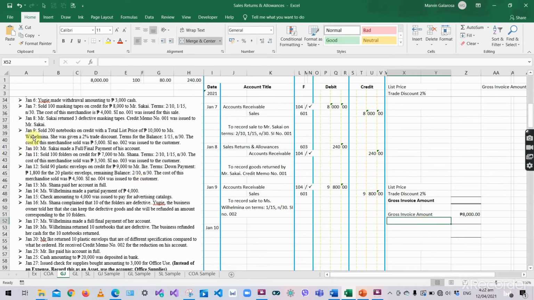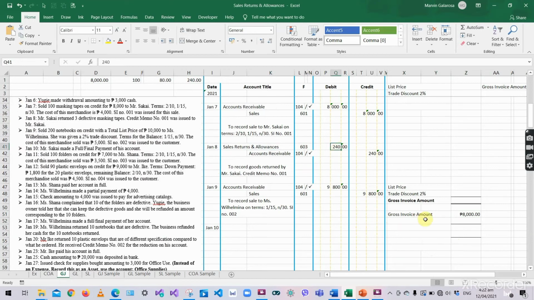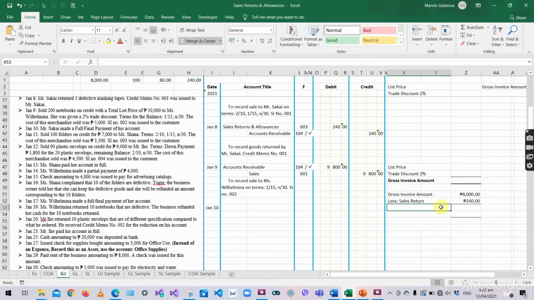Then, nagkaroon siya ng sales return noong January 8. So, January 7, nagbenta sa kanya. January 8, meron siyang na-return na 3 defective masking tape. Ang halaga is 240 pesos. So, less sales return, 240. So, ang net sales natin kay Mr. Sakay is 8,000 minus 240, 7,760.